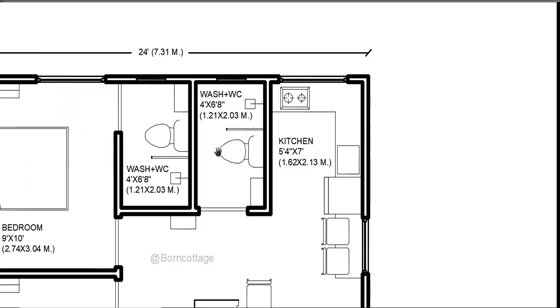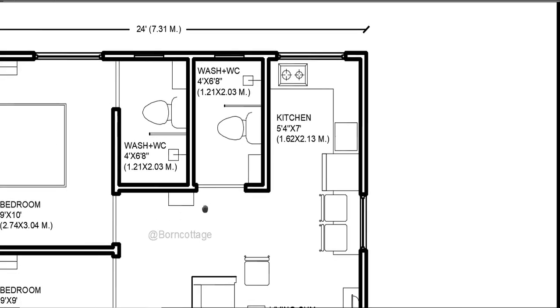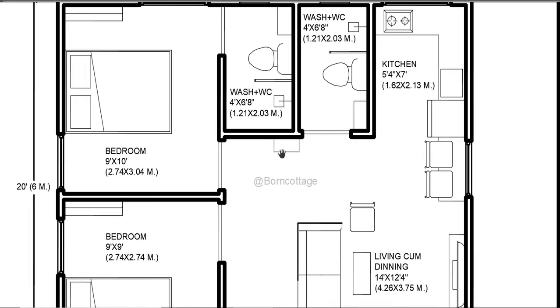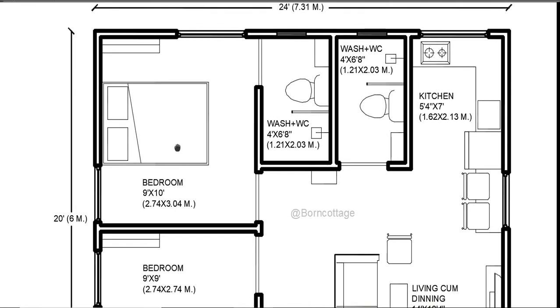The size of the washroom is 4 feet into 6 feet 8 inches, in meter 1.21 into 2.03 meter. You can see here the wash basin, water closet and the shower area. Shower area and water closet both are separate and we have a ventilator for ventilation of this common washroom. After that we will go inside. So we have a wash basin here and on the left side we have bedroom number 2 here.